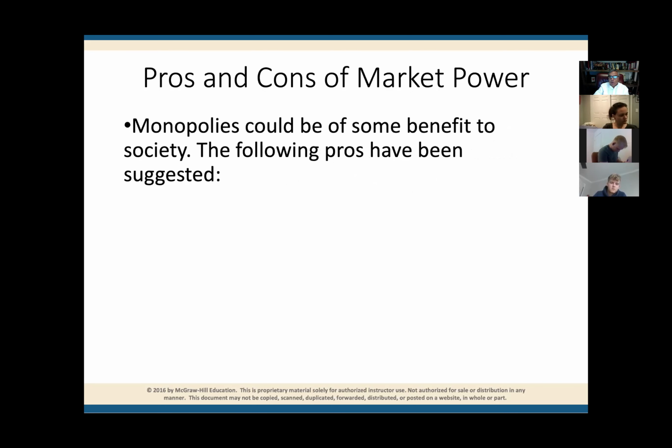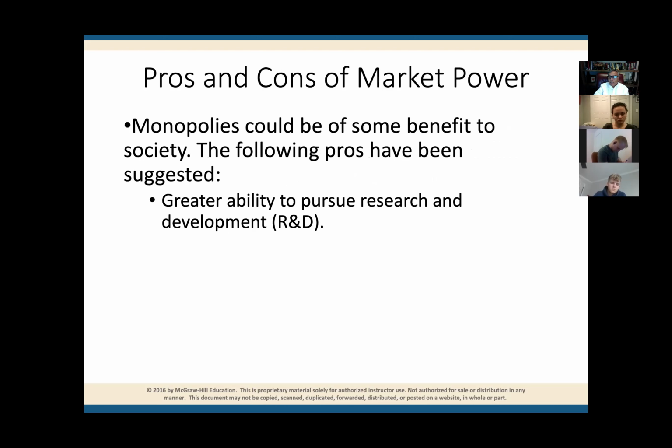Now, what are some of the pros and cons of market power? Many people say that monopolies not only have cons, but they actually have some pros. This is the argument for why monopolies are good for the economy. Many people say they are not as bad as you think. If a monopoly is very profitable, it is always going to be involved in more research and development, because now they have money and they're going to try to improve the product to be able to continue making more money. Again, this is one argument.